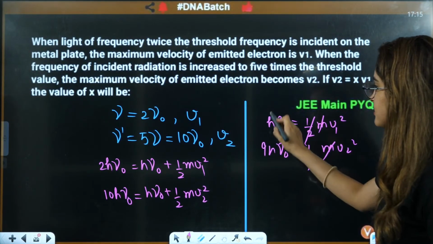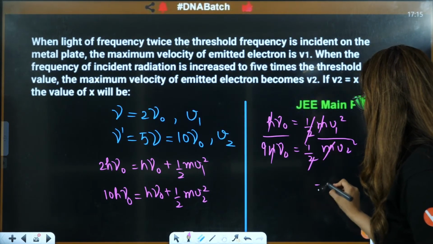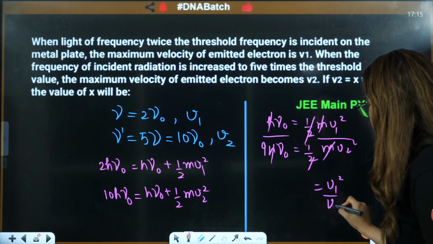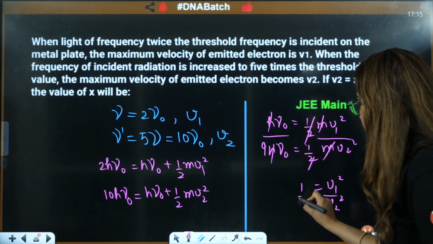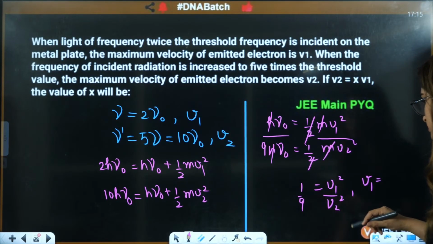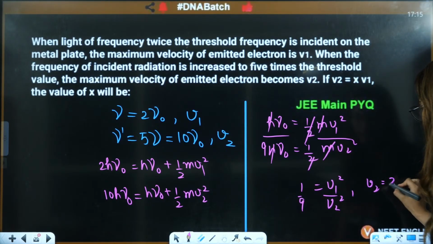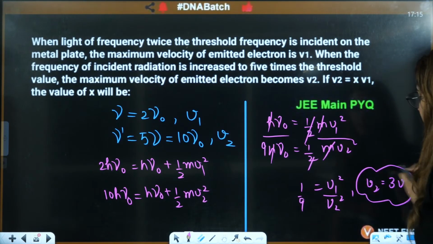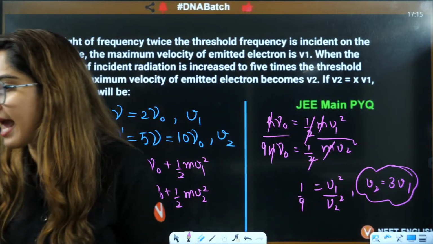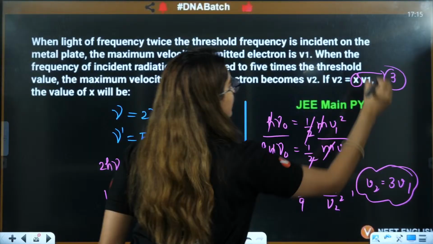Half will cancel, h will cancel. On division, this will be v1 square by v2 square, which is 1 by 9. So v2 is equal to 3 of v1. That will be the answer. That means this x value is going to be 3.